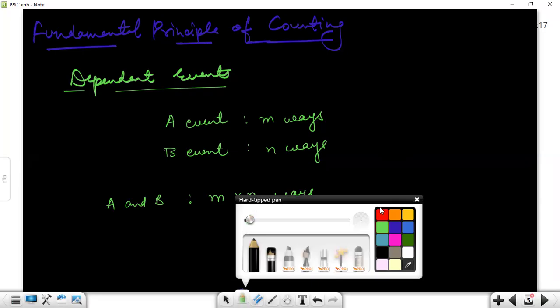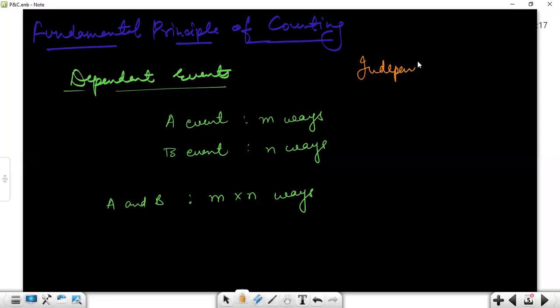Now let's discuss independent events. Let's assume the same: A and B are the events with m ways and n ways. Now this time, A or B will have m plus n number of ways. Okay. This is the difference. Clear? Yes, sir. Let's take some example.